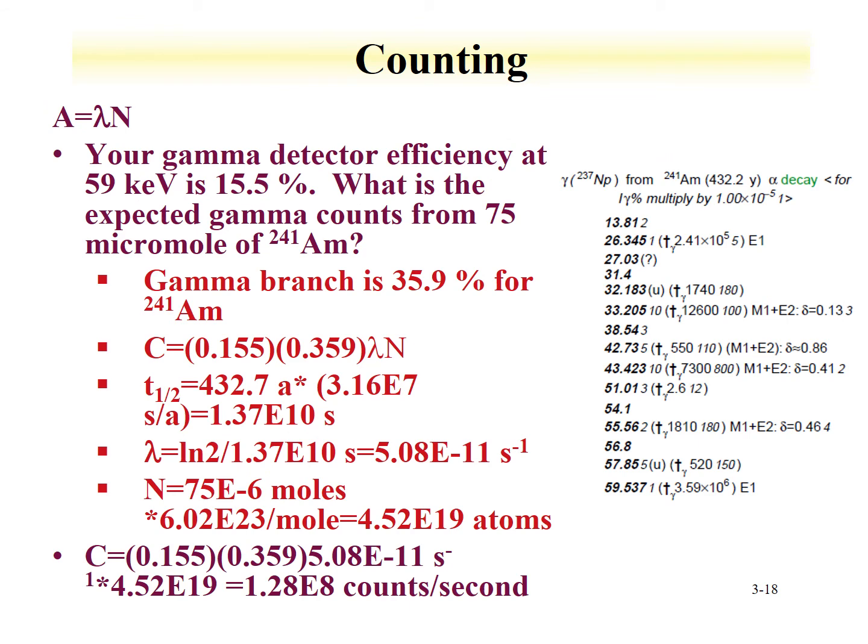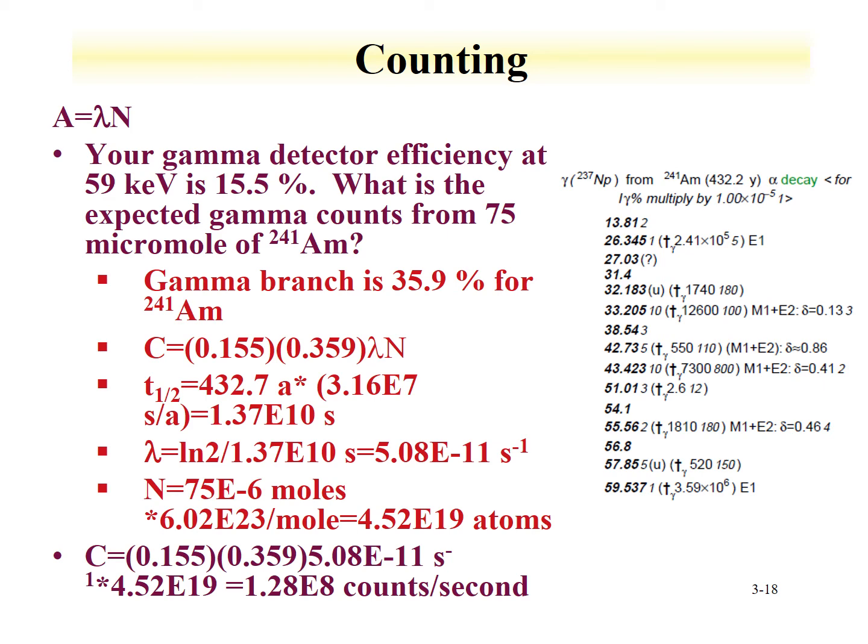Now we can use, again, activity equals lambda N in an example where we actually do some counting. Let's say you've got a gamma detector, and at 60 keV, the efficiency is 15.5%. What is the expected gamma counts from a 75 micromole concentration, 75 micromoles of americium-241?